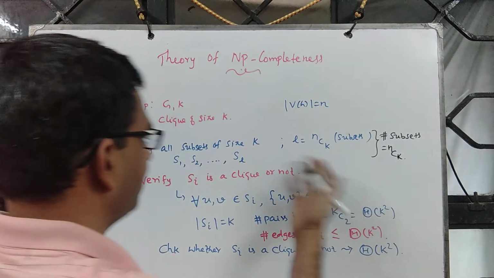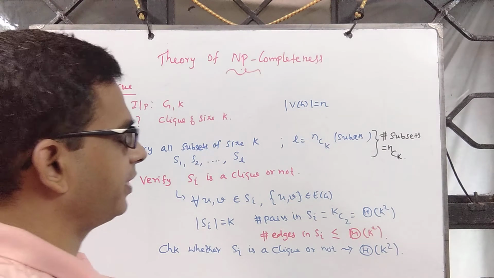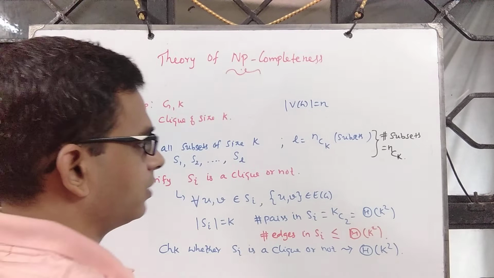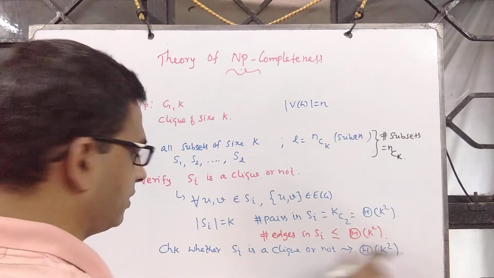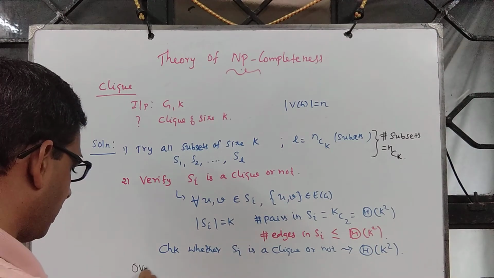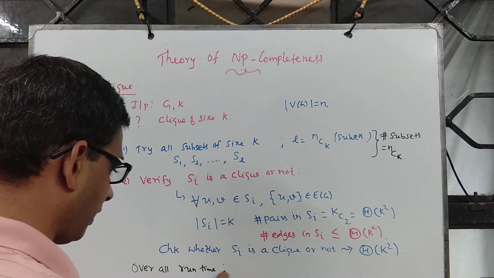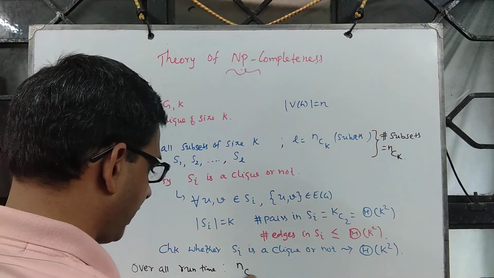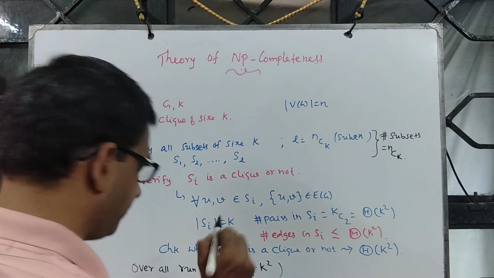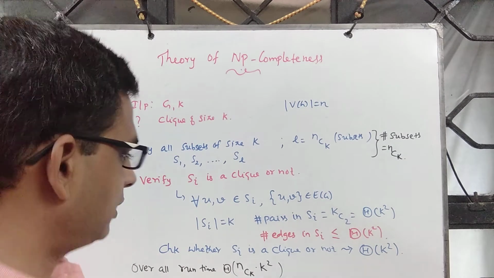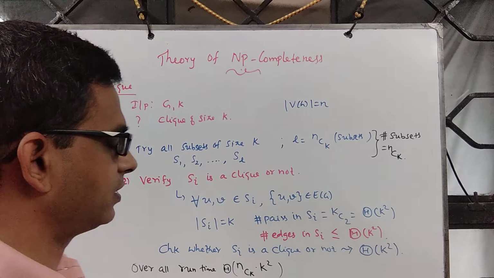So k can be anything. You ask for a clique of size k, so k could be anything, right? So the number of subsets of size k is so much. So now the overall time complexity is n choose k times k square. So this is precisely what we have as far as this is concerned.